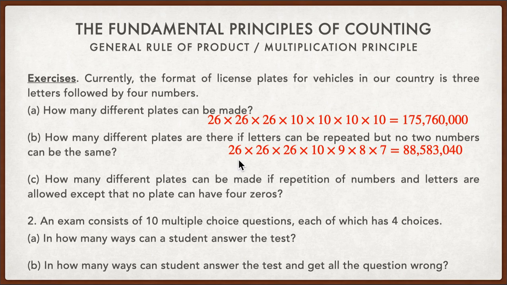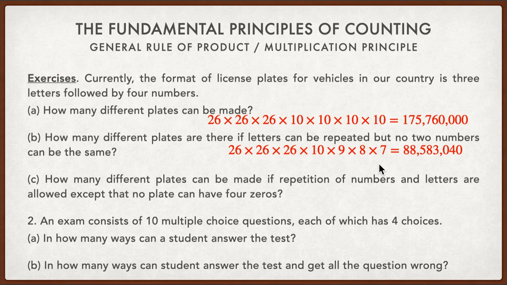Okay, so we have 26 times 26 times 26 from all the letters, since they may be repeated, times 10. We already have your first number. On the second number, you cannot choose the one which was given before, so that's why you have only 9 choices left. On the third number, you have only 8 because you have already chosen 2 numbers, so you cannot repeat those because there's no repetition of numbers. And 7 here because 3 are already taken.